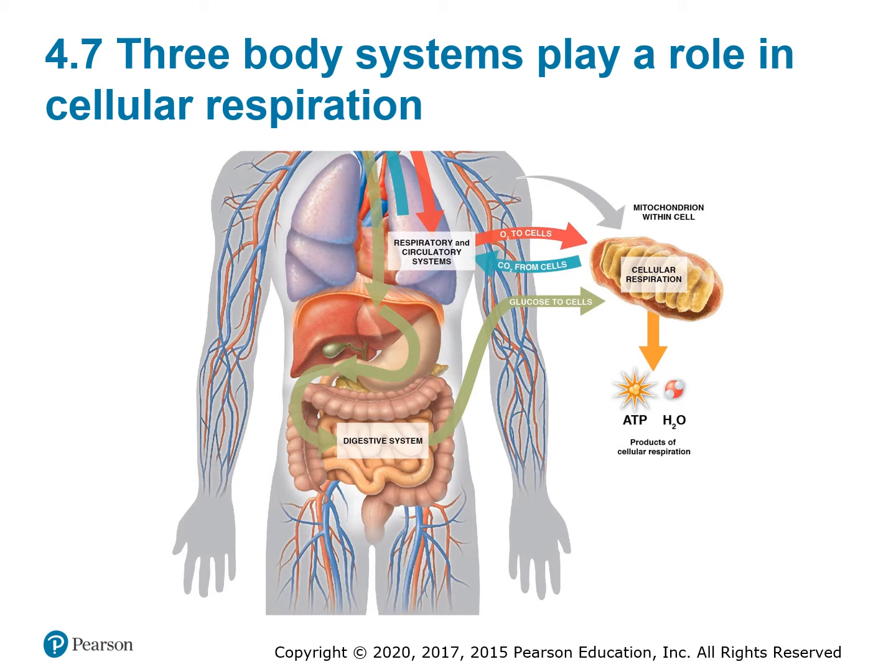Now, for this to occur, there are 3 body systems that play a role in cellular respiration: the respiratory system, the circulatory system, and the digestive system. These 3 systems basically make it possible for mitochondria to have the building blocks they need to make ATP. And of course, the most important is oxygen, and fuel, for example, glucose.